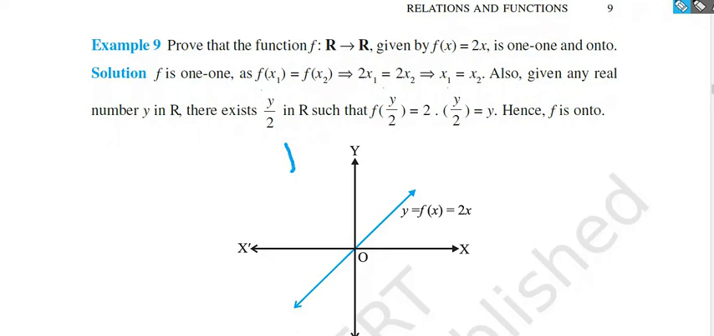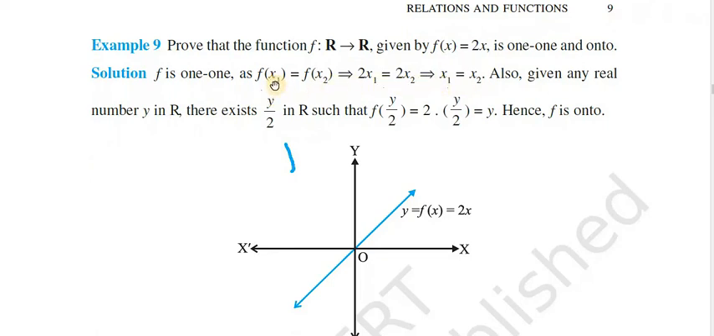So to prove it is 1-1, what will we do? We'll start with: let f(x1) equal to f(x2). Then we'll prove that x1 is equal to x2. Means what? We'll say that if images are same, then points are same. If I can prove this, then this will be 1-1.